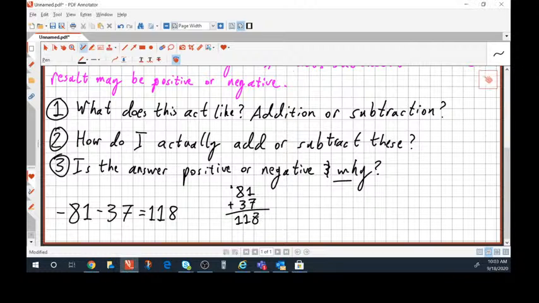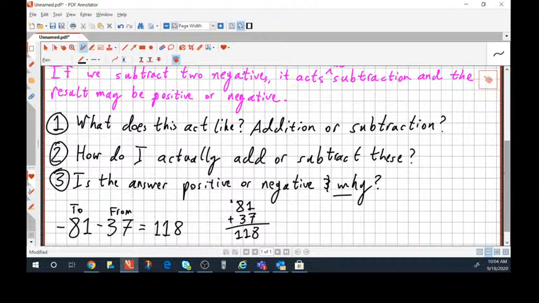118. But now we have to ask ourselves, is the answer positive or negative, and why? Now, folks, if this is subtraction, I'm going to negative 81 from positive 37. So if you're standing on positive 37, way over on the right of the number line, and then I need to go to the negative 81, which is way to the left, which way do I have to move to make that happen? Yeah, I have to move to the left, and so the result would be negative 118.